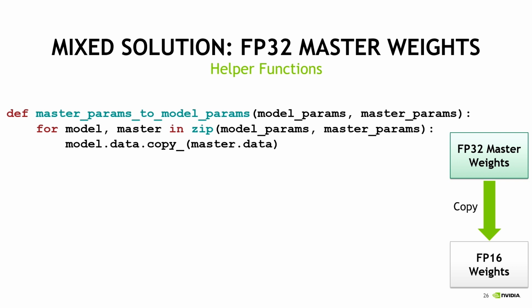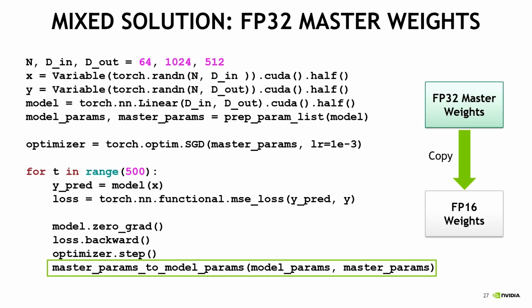So this one is going to take the master parameters. It's going to take the model parameters that we created. And what it's going to do is copy the updated master parameters back into the FP16 parameters. The way to use this is that after the optimizer step, after we've updated the FP32 master copy, we're going to copy those parameters back into the model so that the next iteration, when we go through the forward, it's going to be using these updated parameters.